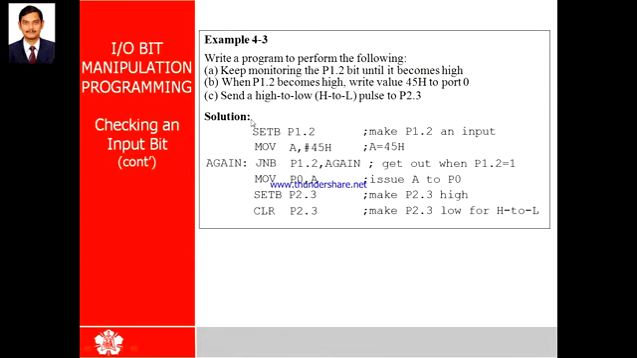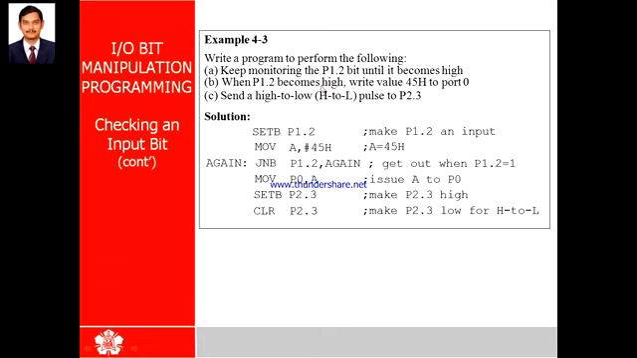A simple program is being illustrated here. Write a program to perform the following. Keep monitoring port 1.2 bit until it becomes high. So for this we are going to use this instruction, JNB P1.2 again. So with this instruction we are monitoring the port 1.2 bit until it becomes high.